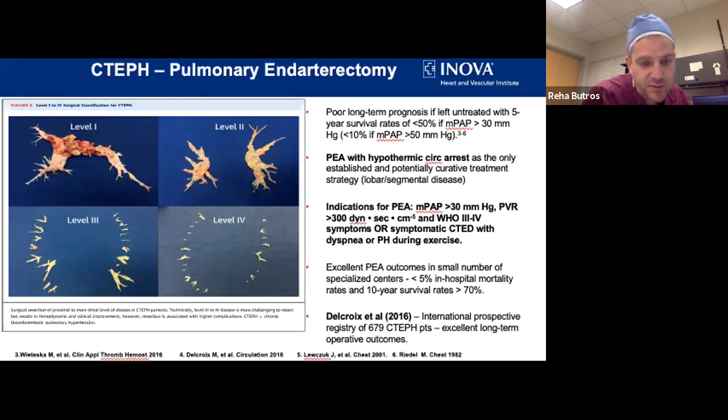In high volume centers, the success rate is high. And so far, the 4 that we've done, we've had great success in the hands of Dr. Tang. So that's our mainstay treatment, but it's preferred for more central clot. If the clot is more in the segmental or subsegmental areas, which is the level 3 and level 4, the operation becomes a little more complicated.